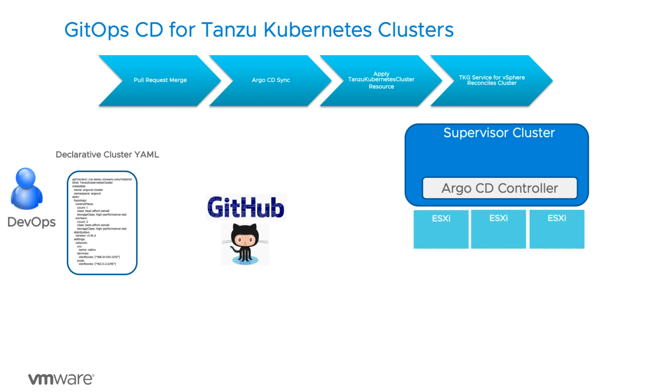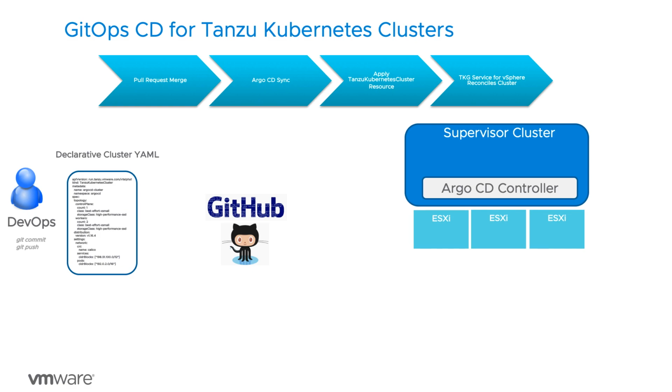I'm going to show you how to automate Tanzu Kubernetes clusters using GitOps continuous delivery. GitOps is a way to automate Kubernetes cluster management and application delivery by using Git as a single source of truth for declarative infrastructure and applications. Changes to the Git repo cause automatic changes in the deployed infrastructure.